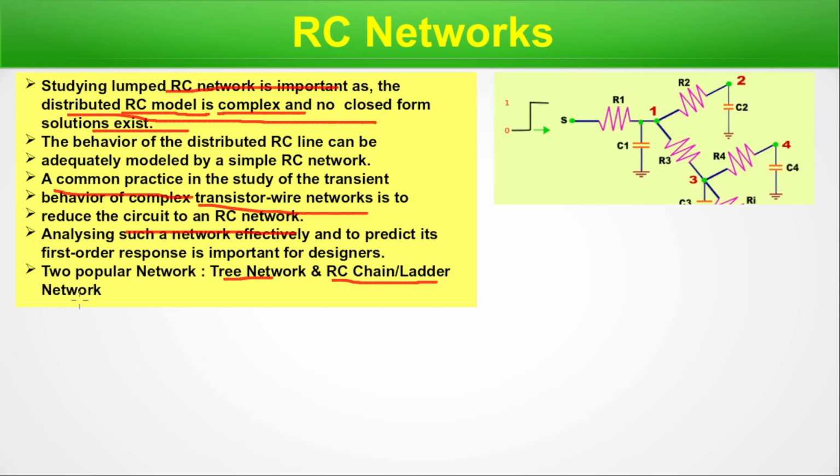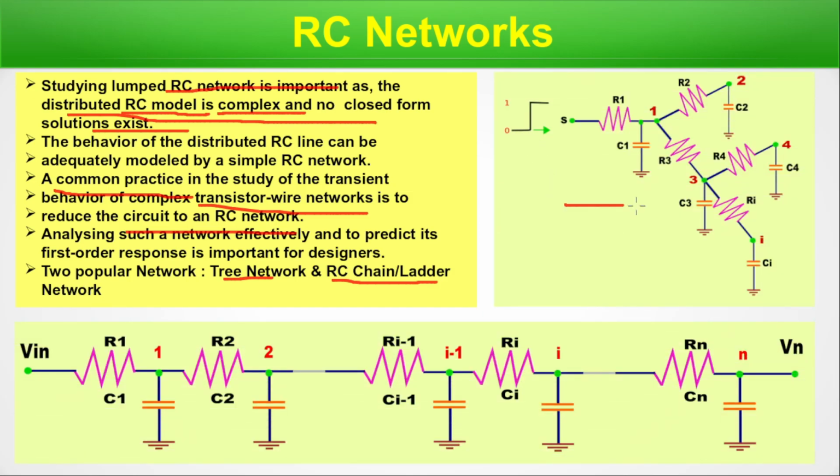This is the tree network. This is S, the input node. From there, at each node, they are grounded by a capacitor. And this is a ladder or chain structure. These two networks are popularly used in modeling. Now let's move to the next slide.